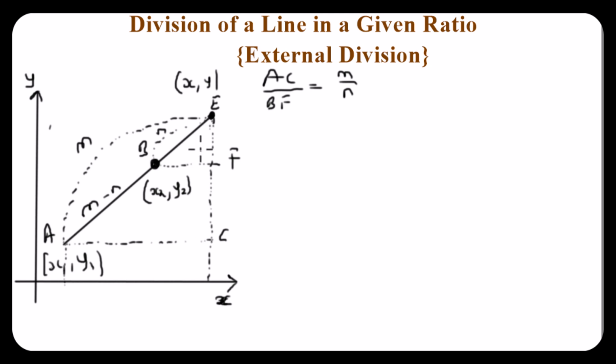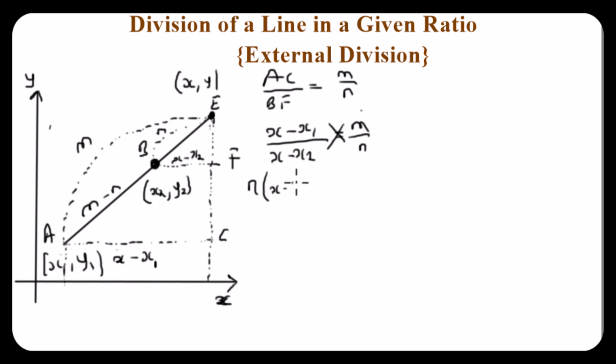Now, what is our AC? If the x value at this point is x, and the x value at this other point is x1, it must mean that in between we simply have x minus x1. Again, this point here is x2, this point is x, so in between we have x minus x2. Now let's combine them together. AC is x minus x1, BF is x minus x2, and this is equal to M over N. So what do we do? Cross multiply. We have N in the bracket of x minus x1 equal to M in the bracket of x minus x2.